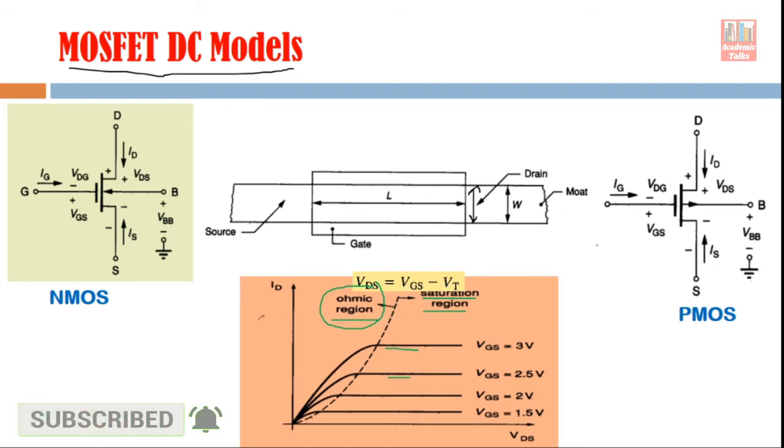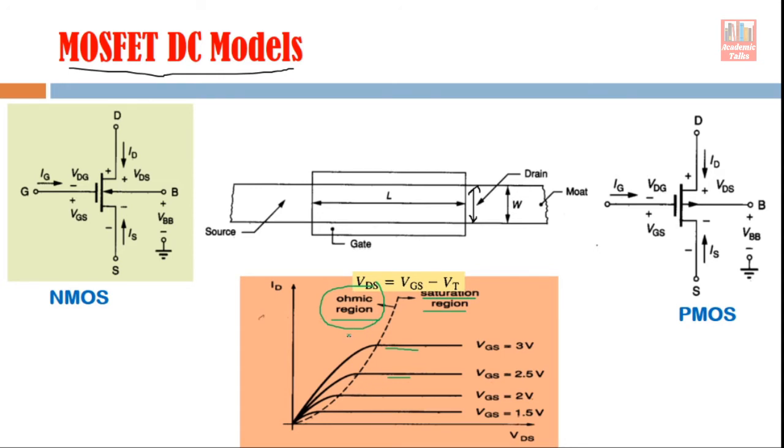And once your drain source voltage is greater than this pinch off voltage, you enter into saturation. Once pinch off has occurred, no further increase in the drain current takes place. So drain current becomes constant. I hope that you all know these characteristics and the phenomenon of pinch off.